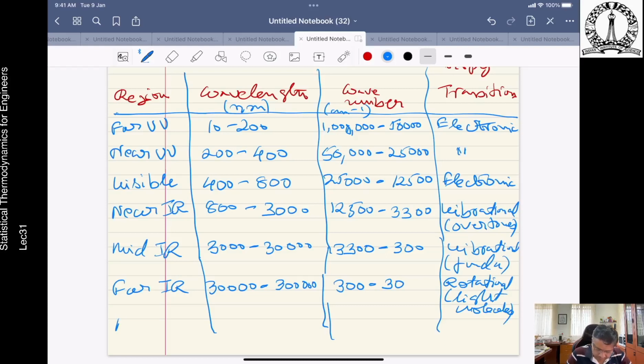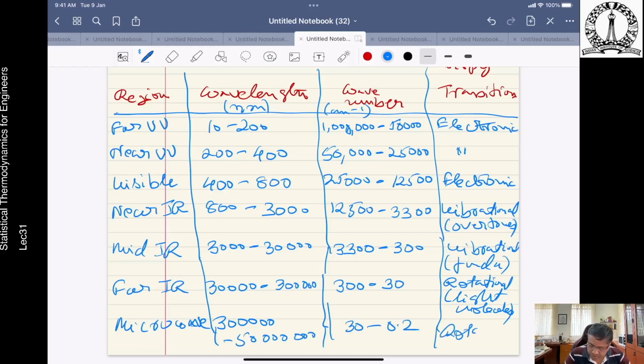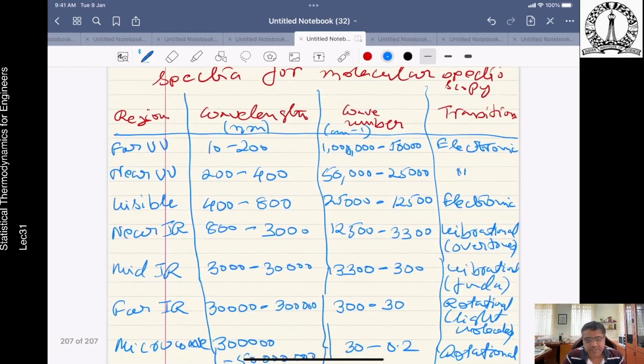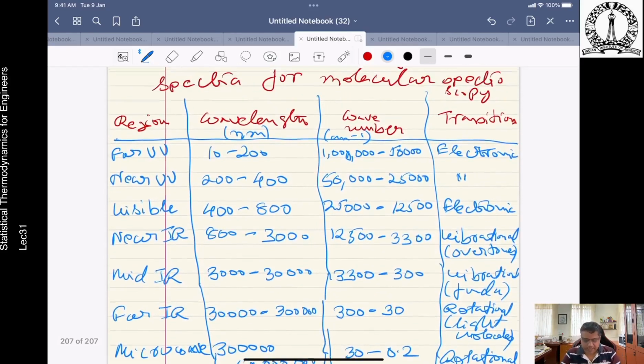And then there is microwave. Okay, so the microwave is 300,000 all the way up to 500. See if I put all the zeros correctly. 32.2, and this is rotational. Okay, so these are the main regions. Of course, the demarcation is a little tentative in nature.